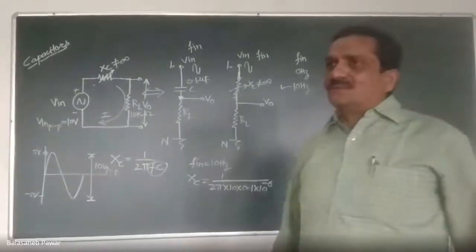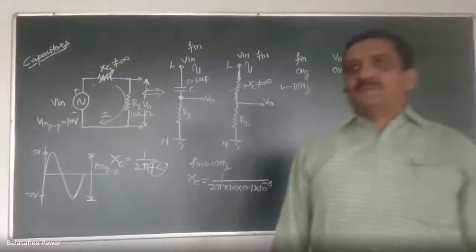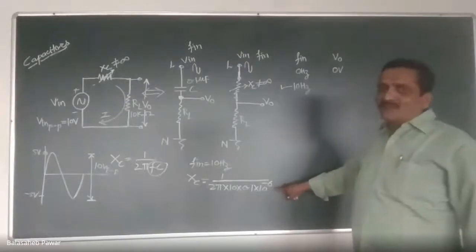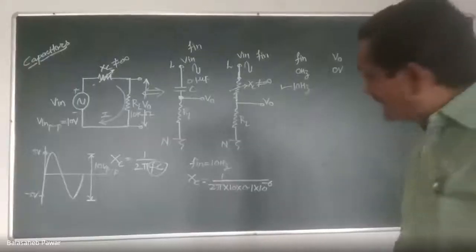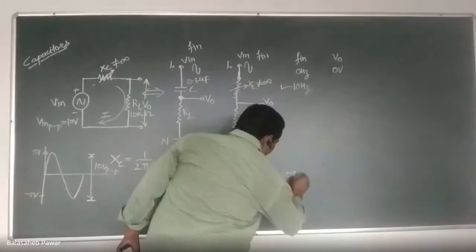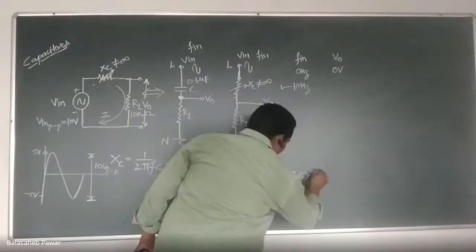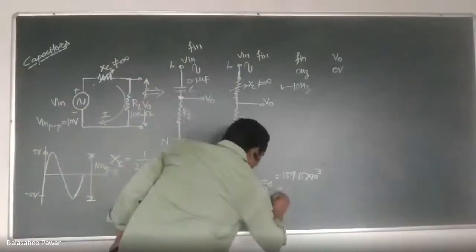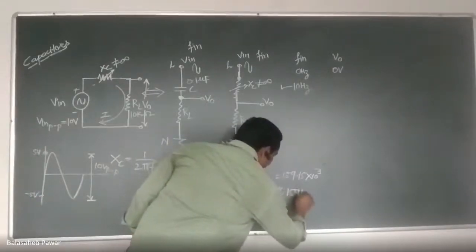1.59 into 10 raised to minus 7. No, it will not be 10 raised to negative. The power will be positive, because 10 raised to minus 6 is in the denominator. So it is 159.15 into 10 raised to plus 3. Yes, so here we can say it is approximately 159 kilo ohms.